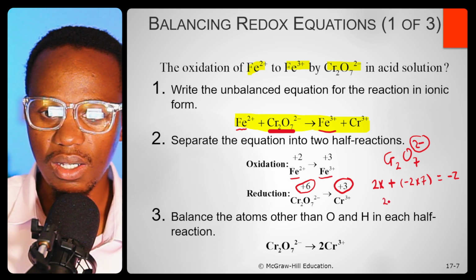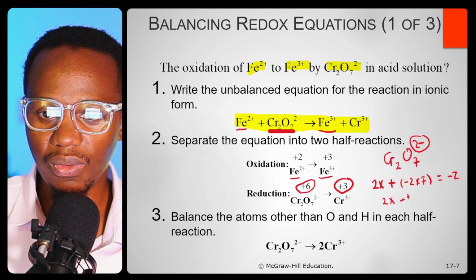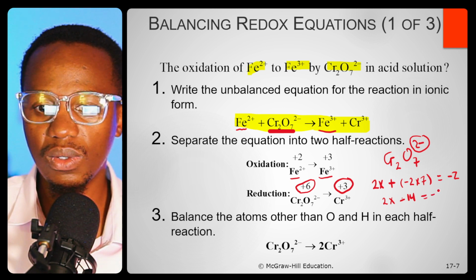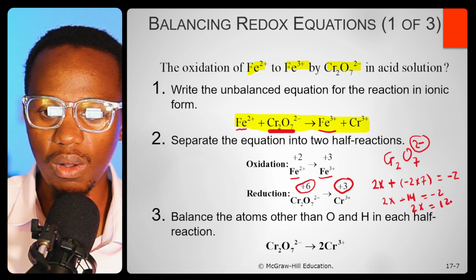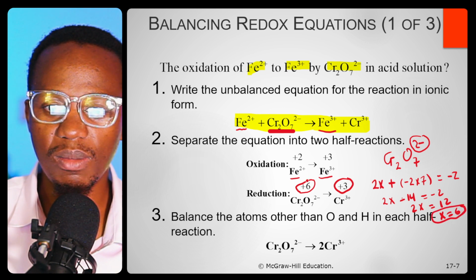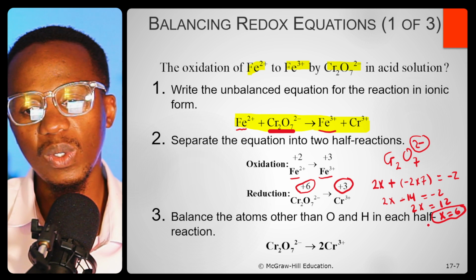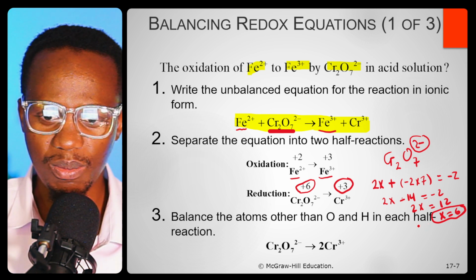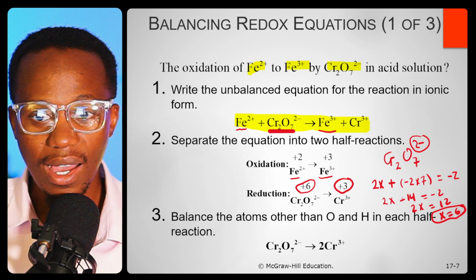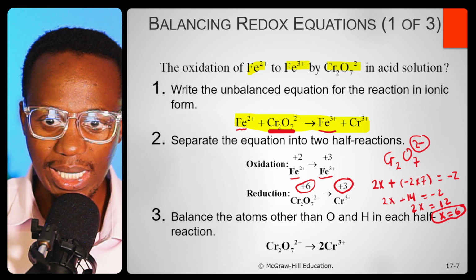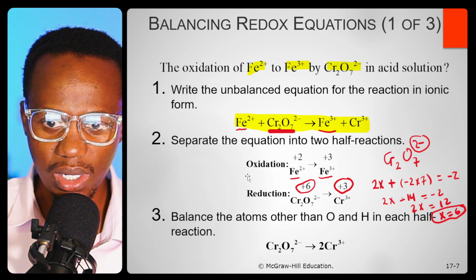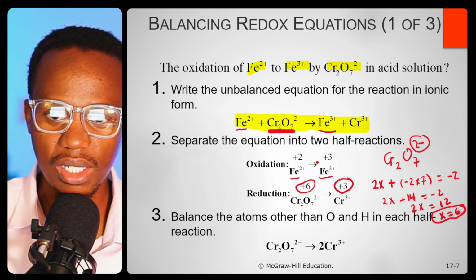So you're gonna be like, okay, 2x minus 14 is equal to -2. So 2x is equal to -2 plus 14, which is 12. X is equal to 6. So the charge for chromium is +6. So this is algebra. I'm pretty sure that everybody taking this class has taken algebra. So this is how you get the formal charge, because it's very important to know the formal charges for both of them.